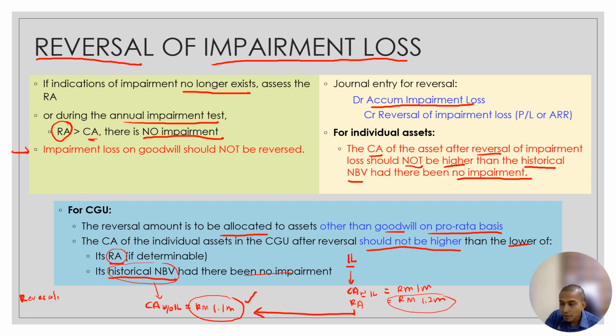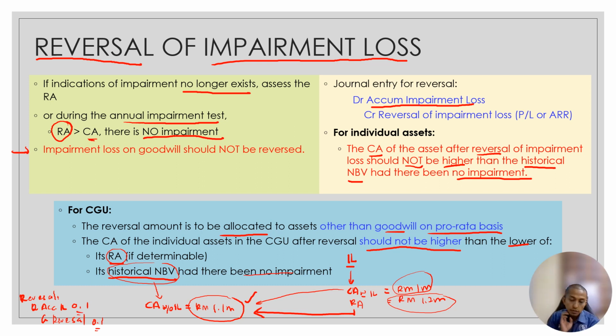So now the reversal is basically based on 1.1 million. You see, the carrying amount is 1 million, so we can reverse only until 1.1 million. So the reversal is only up to 0.1 million. If we do this, we debit accumulated impairment loss and credit the reversal. The reversal is actually a gain account, a gain in profit or loss, right? So we can only reverse up to 0.1 million.